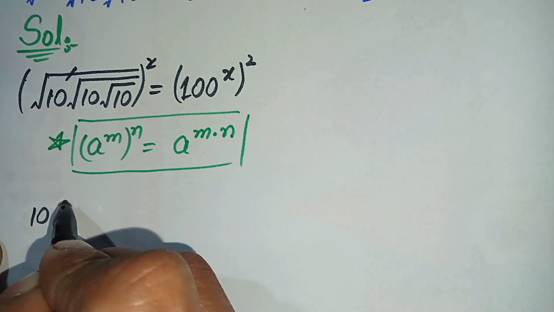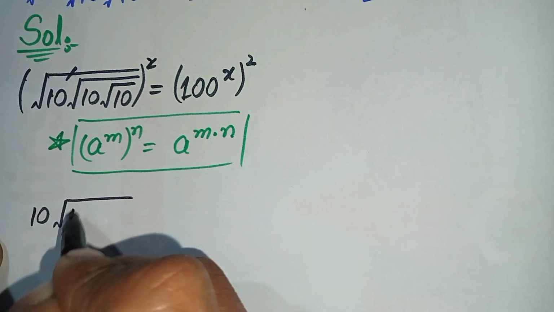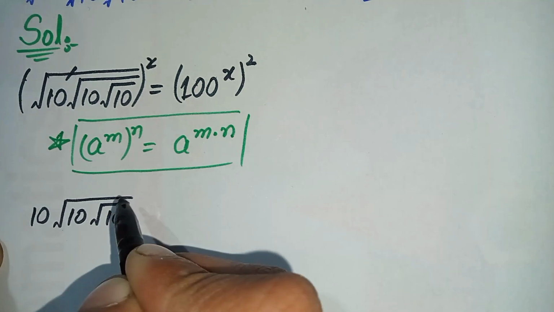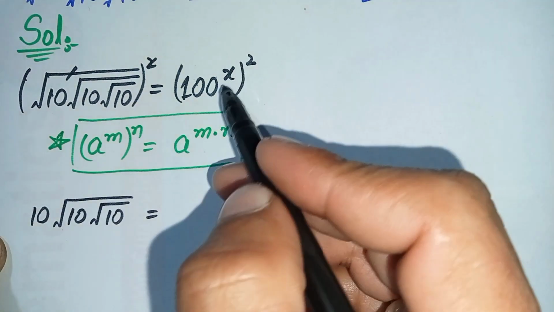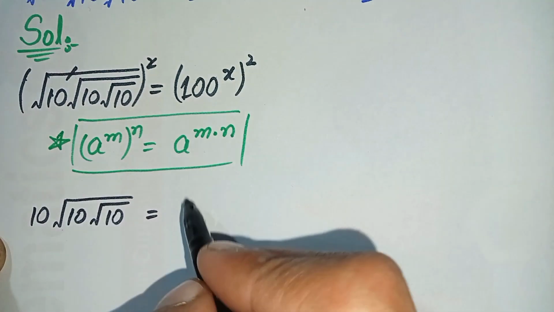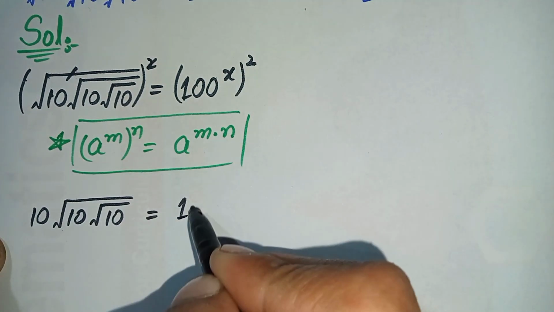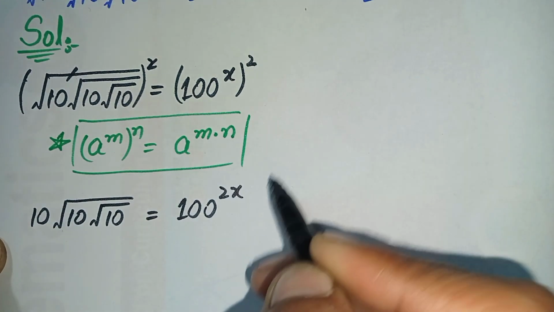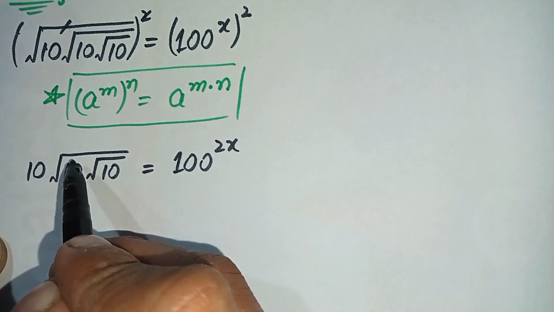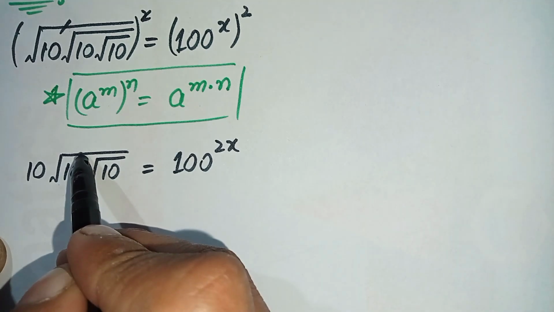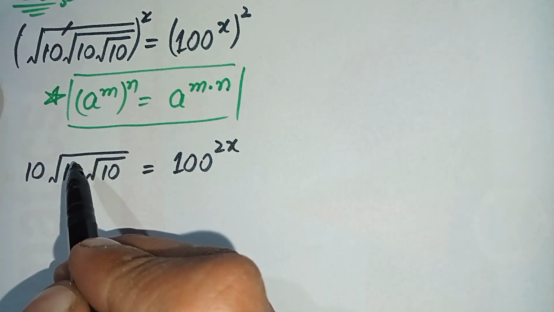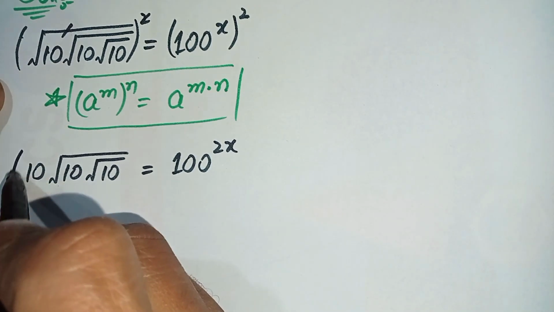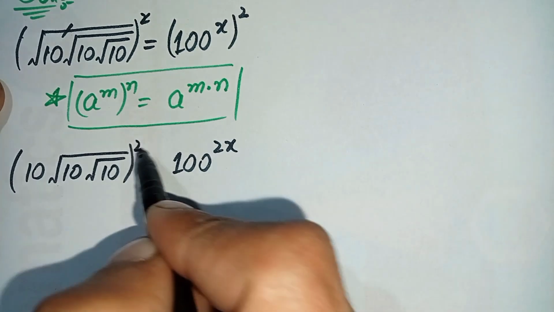Here 10 times square root of 10 times square root of 10 is left, and in the right hand side we will multiply the powers with each other. So it will become 100 raised to power 2x. Now again we will try to eliminate this square root from the left hand side. So to eliminate this, again we will take square on both sides. So let us take square again on both sides.